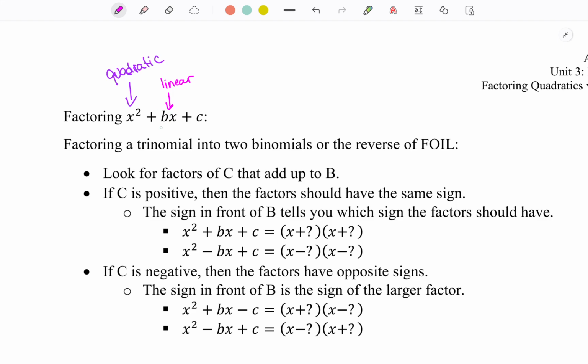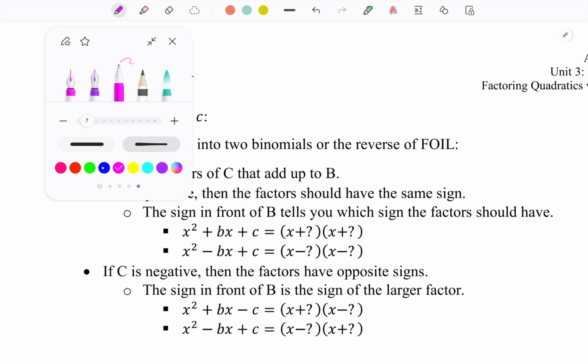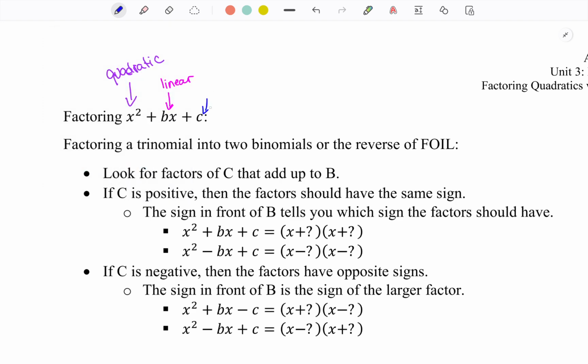And so that coefficient is going to be something that we're looking at quite a bit today. Then the last term is what we call a constant. And so this creates our three terms. So when in standard form, which is what I highly suggest you always factor from, you should have that quadratic term in front, then the linear term, and then the constant.